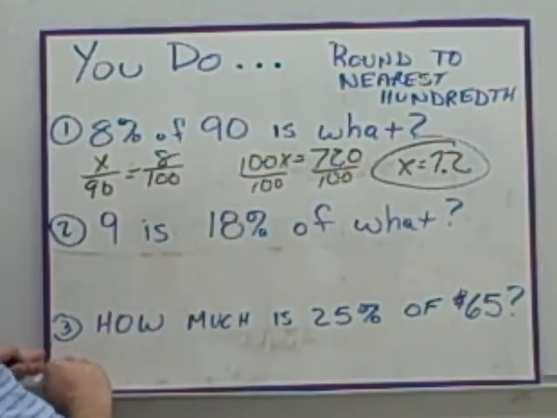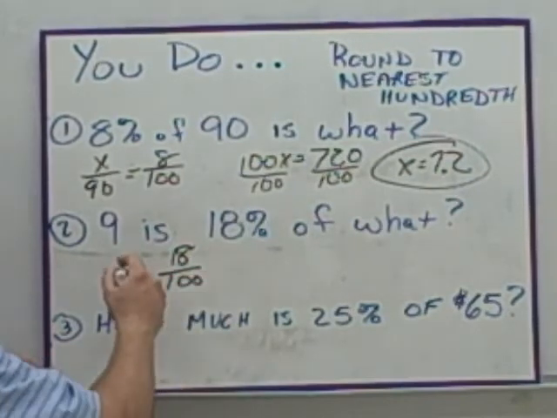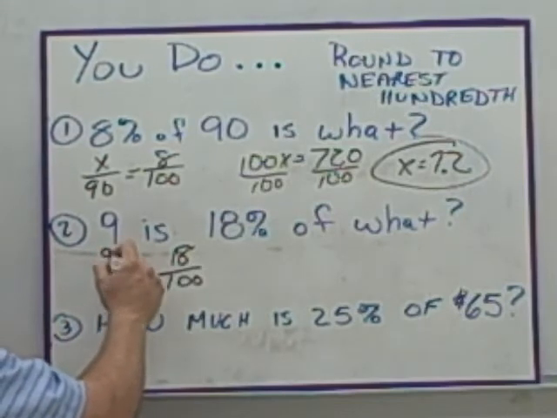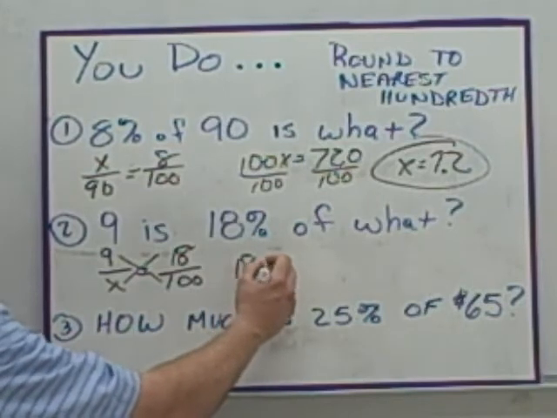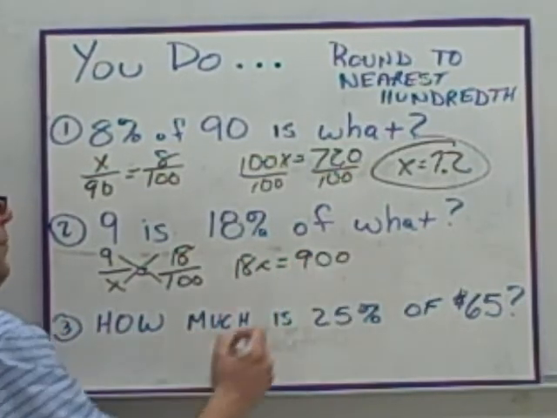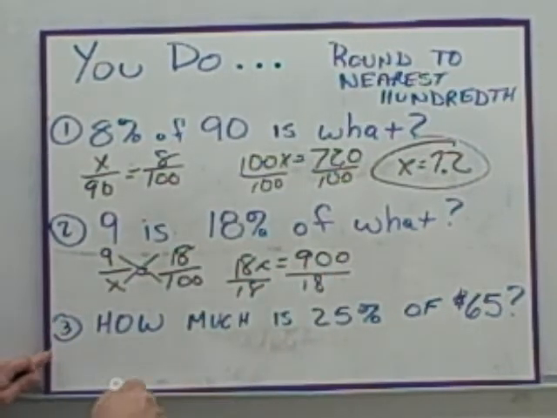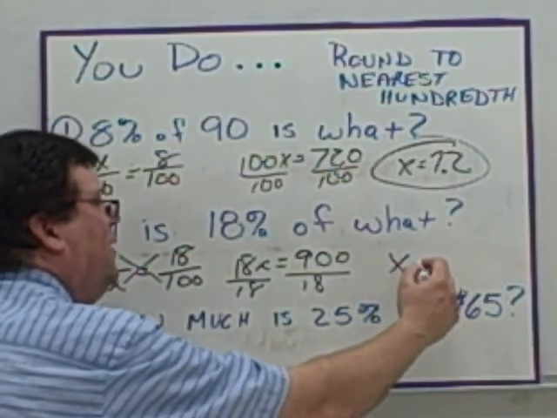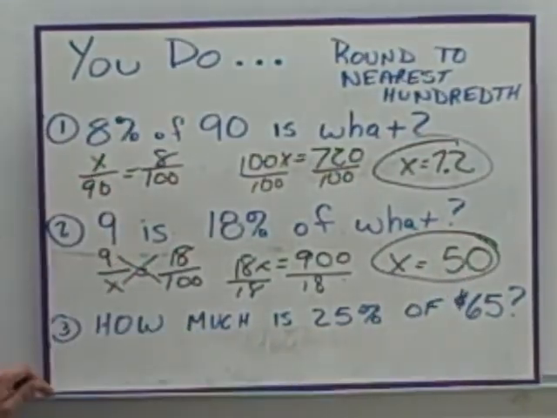Here we have 9 is 18% of what? 18 is the percent. It goes over the 100. Of what? Of is our unknown. It's an x. 9 is our is. So we cross multiply this. We get 18x is equal to 900. Divide by 18 to solve here. It's not divided by 100. You're not always dividing by 100. You divide by 18 in this case, and you get x is equal to 50. That's your final answer on that.